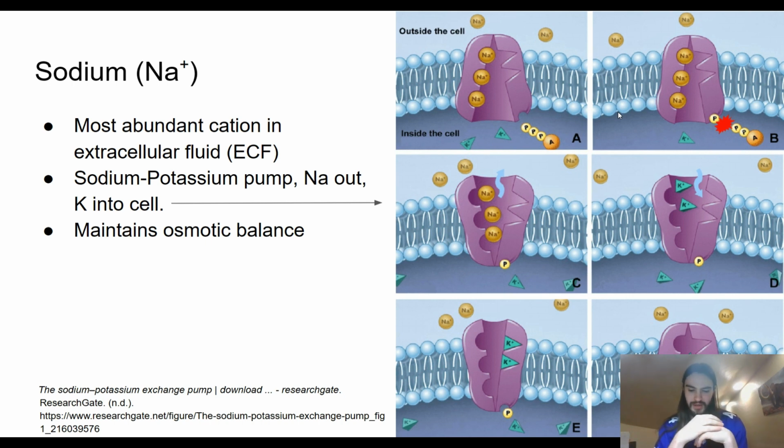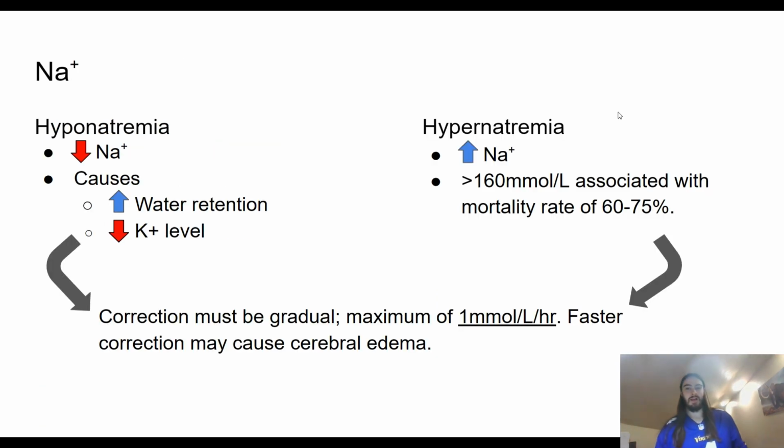This is because water follows electrolytes across cell membranes. Sodium is used to help maintain the osmotic balance of cells. If they weren't constantly pumping extra ions out of the cell, then you would have a swelling of cells and then eventually rupturing, and that wouldn't be good. So hyponatremia, low sodium levels.